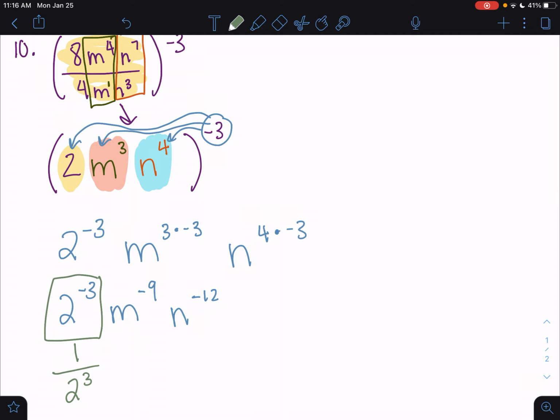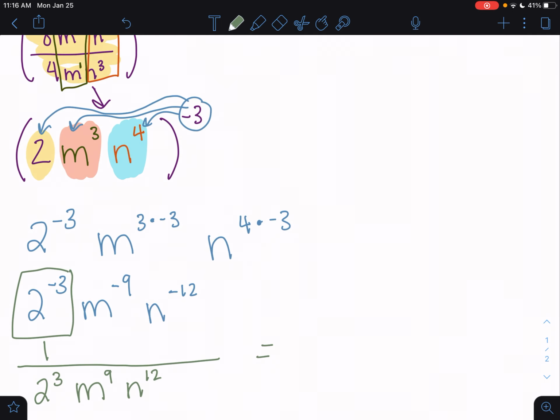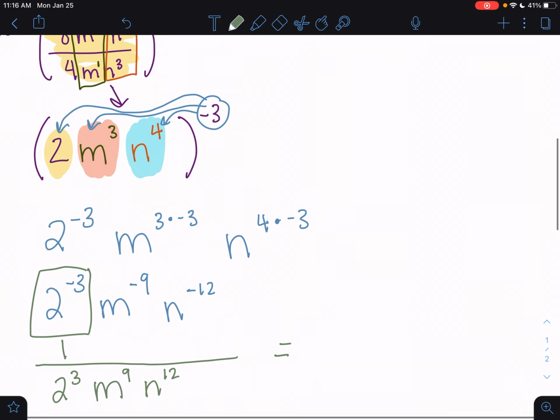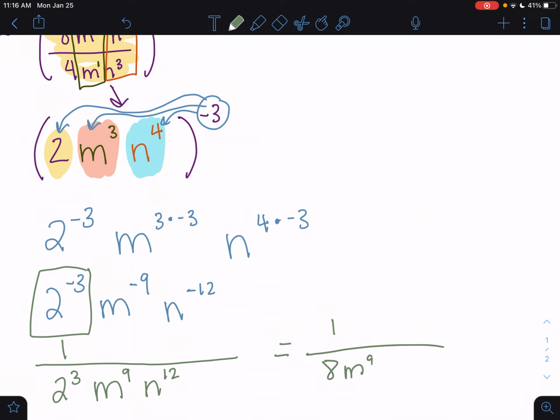Now we have m to the -9 and n to the -12th. We don't want negative exponents, so these need to go into the bottom of the fraction. Now we already have a fraction here, so I'm just going to extend out this line, and now I'm going to put those in the bottom. And now all we need to do is simplify that 2 to the 3rd. So use your calculator if you need to. 2 to the 3rd is 8. So our answer is 1 over 8m to the 9th, n to the 12th.